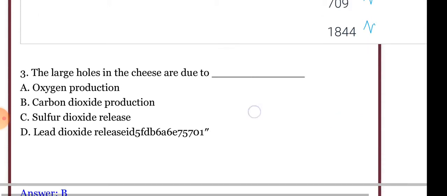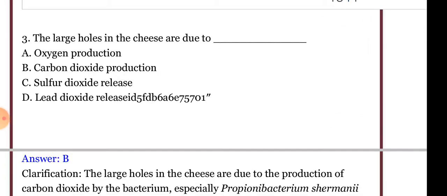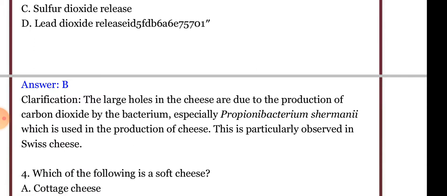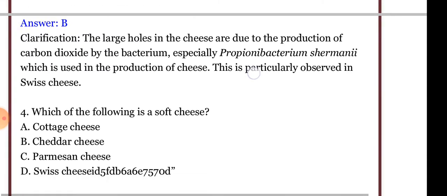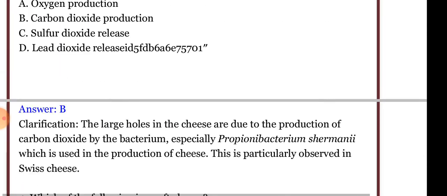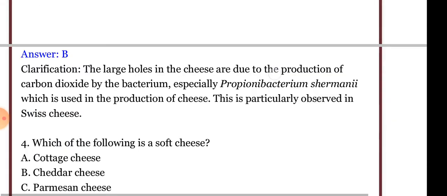The large holes in cheese are due to carbon dioxide production. The large holes in the cheese are due to the production of carbon dioxide by bacterium, especially Propionibacterium shermanii, which is used in the production of cheese. This is particularly observed in Swiss cheese. Swiss cheese has larger holes due to the carbon dioxide.